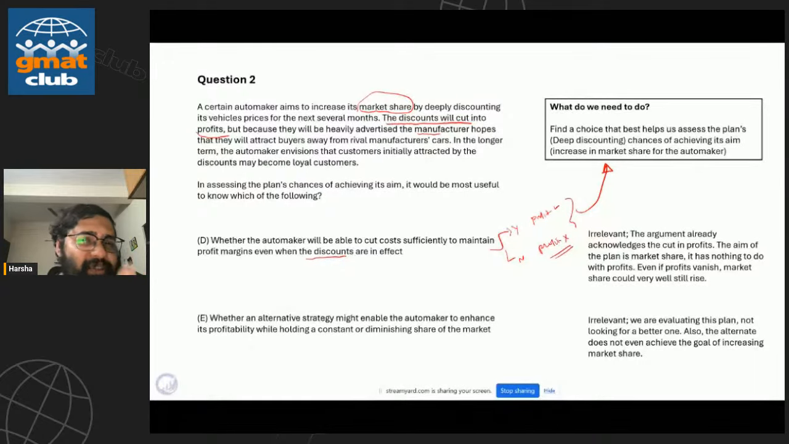This is what Amazon did in India for a long time. In fact, the e-commerce thing is still not profitable, I guess, but they were doing deep discounting for a long time till they hit incredible market share, right? So I hope this helps.